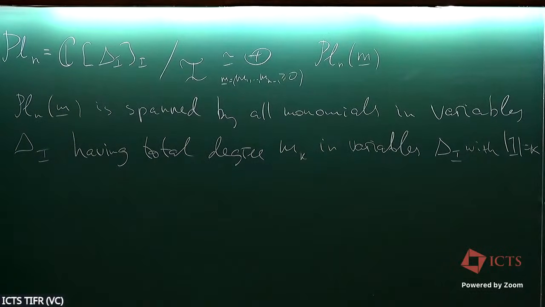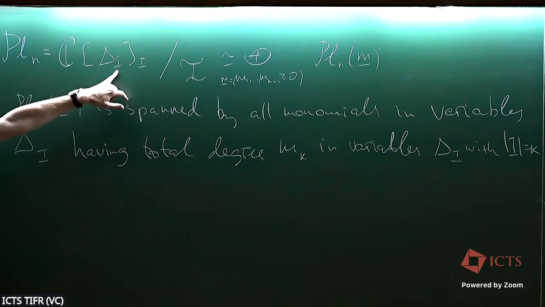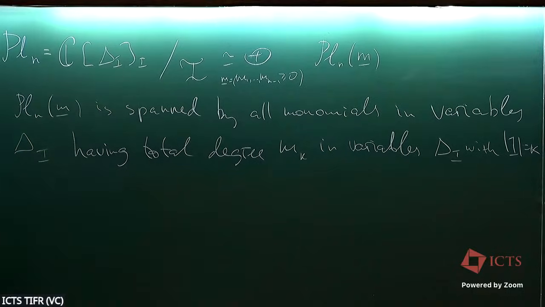Okay, so of course, this is the quotient of the polynomial ring, so it is spanned by all possible monomials in delta I. So let us just take those which have M1 variables of the form delta I with the cardinality of I being 1, M2 with cardinality of I being 2, and so on. So there is such a decomposition, and let me repeat that this is due to the fact that I is multi-homogeneous. So we can ask, what's that?